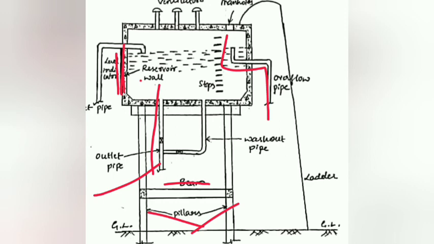Whenever a certain level is exceeded, the overflow comes. This is the inlet pipe from where the water enters, and ventilators are also provided, and a manhole is provided for inspection. A ladder is provided in order to go up to the top of the reservoir for the purpose of inspection. This is about the elevated reservoir. In the figure we have shown the rectangular shaped reservoir.